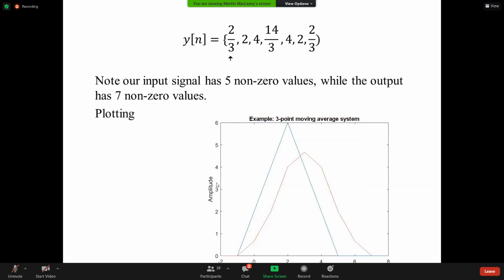I will just move on. So here is our output now. y of n is equal to 2/3, 2, 4, 14/3, and so on. The easiest way to evaluate what this has done to our input signal is to plot them.